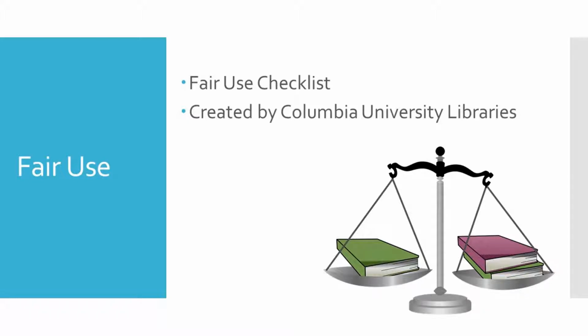A helpful tool I found is the Fair Use Checklist created by Columbia University, which helps determine if something qualifies as fair use. The checklist provides columns with checkboxes that favor and oppose fair use. This will give you a visual idea of how likely what you're using falls under fair use.